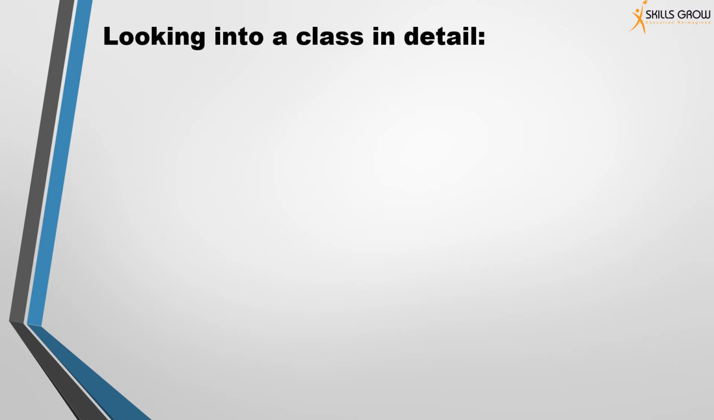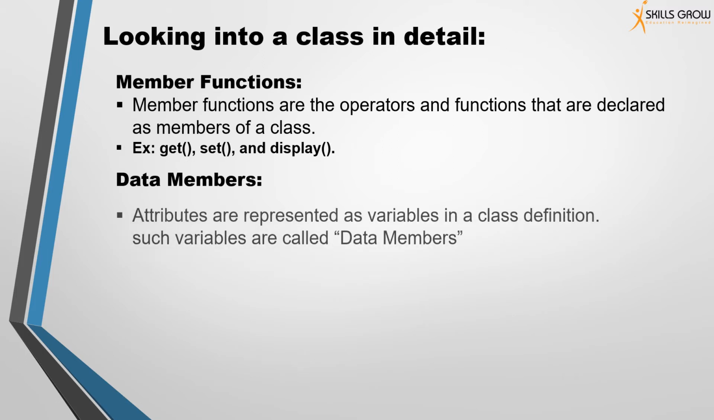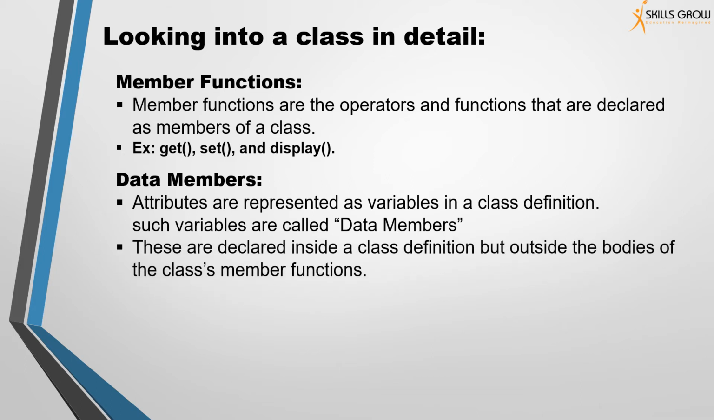Now, let's take a look into class functions in detail. Member functions. Member functions are the operators and functions that are declared as members of a class. For example, get, set, and display functions. Data members. The attributes are represented as variables in a class definition. Such variables are called data members. These are declared inside a class definition but outside the bodies of the class member functions.